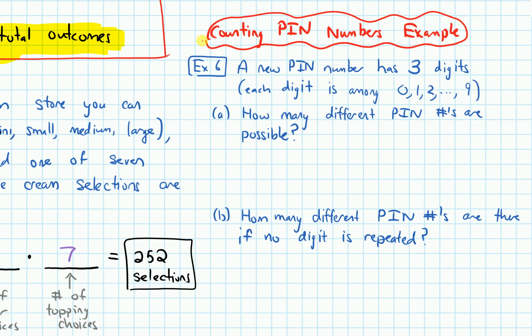In this video, we will do an example where we count the number of PIN numbers. The example says that a new PIN number has 3 digits, and each of the digits in the PIN number is among 0, 1, 2, all of these integers up until n. Part A of this question asks, how many different PIN numbers are possible? Part B asks, how many PIN numbers are there if no digit is repeated?